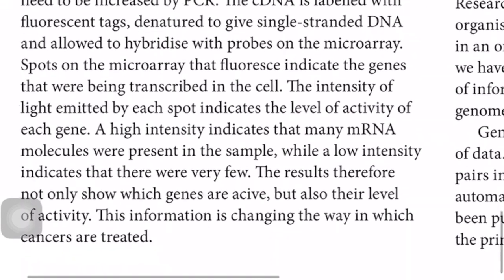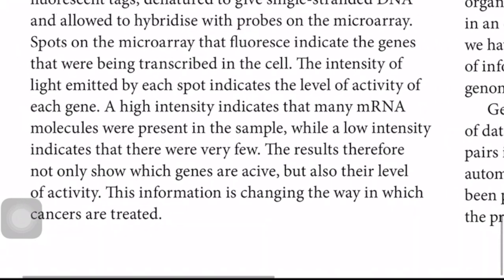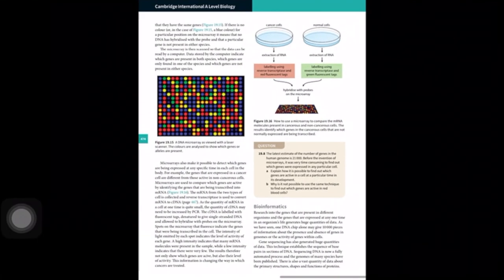The spots on the microarray that fluoresce indicate the genes that were being transcribed in the cell. The intensity of the light emitted by each spot indicates the level of activity of each gene. A high intensity indicates that many mRNA molecules are present in the sample, while a low intensity indicates that there were very few. The results therefore not only show which genes are active, but their level of activity. This information is changing the way in which cancers are treated.